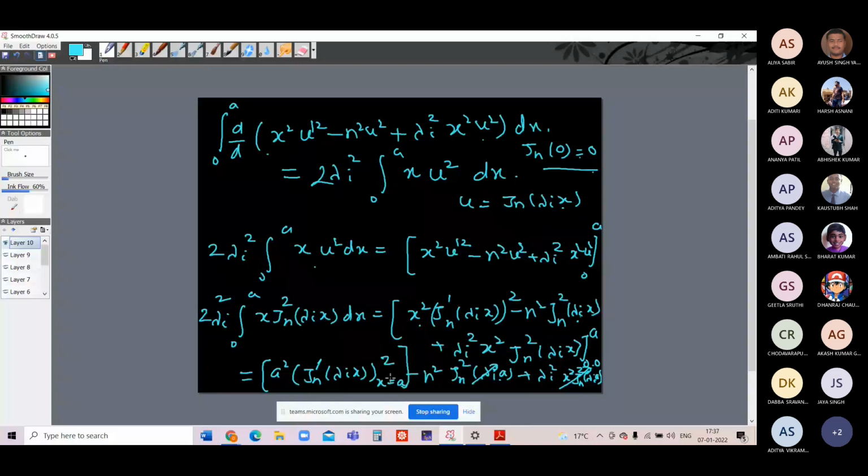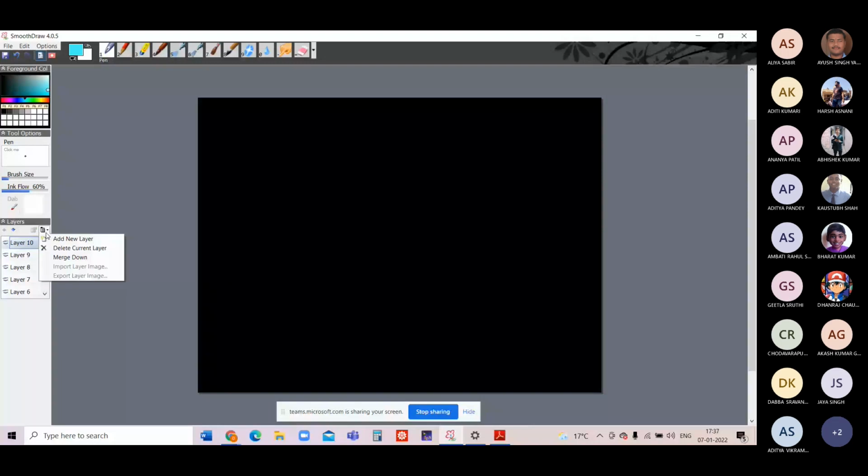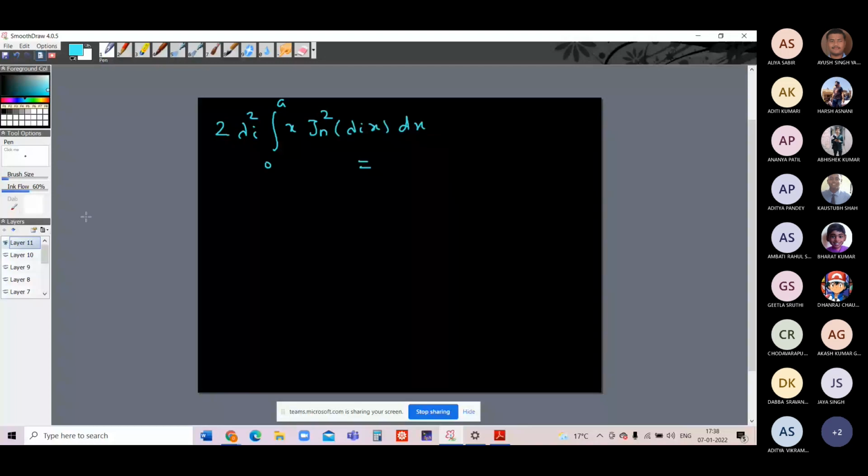The value of this integral will be a square Jn dash of lambda i x square at the point x is equal to a. So we get 2 lambda i square integral from 0 to a of x Jn square of lambda i x dx is equal to a square Jn dash lambda i x whole square at the point x is equal to a. First of all, since we do not know its value, we want to write it in terms of Jn. So we will use here a recurrence relation.